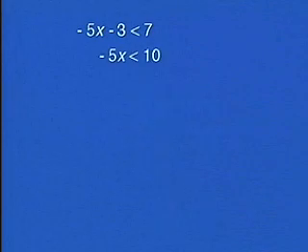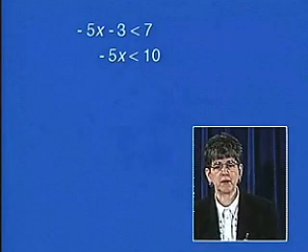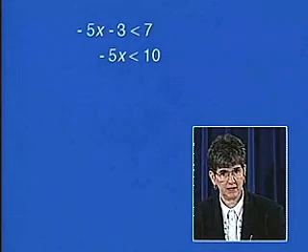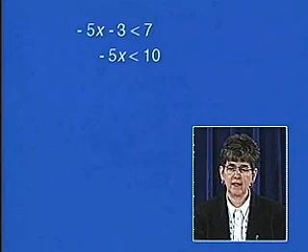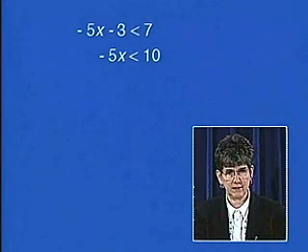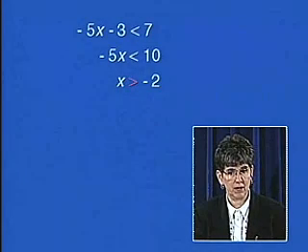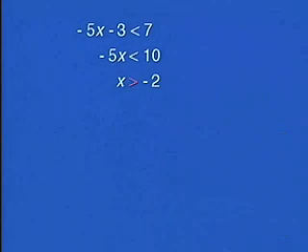Remember to write your solution as a set of numbers and to graph your solution on the number line. Let's look at this solution. First, we want to add 3 to both sides of the inequality. This gives us negative 5x is less than 10. Now we can multiply both sides of the inequality by negative 1/5. Did you remember to change the direction of the inequality sign?